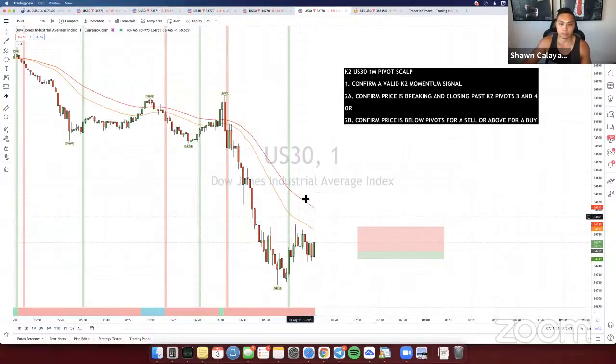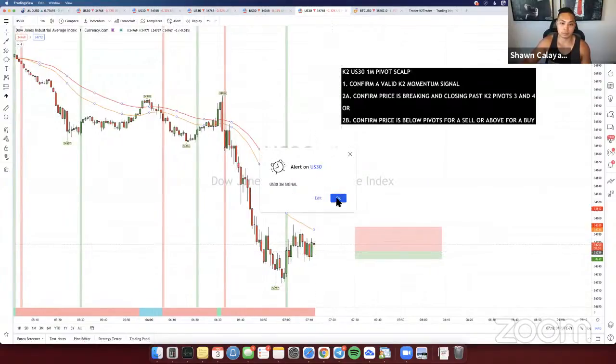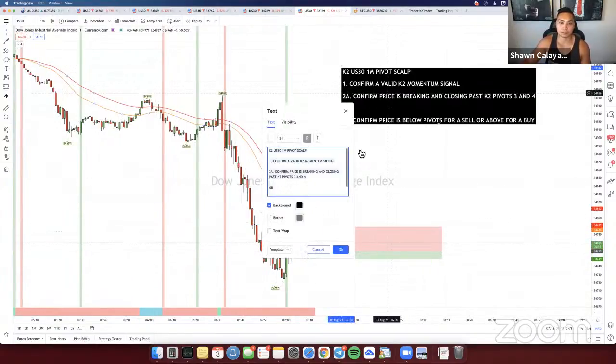Since price is already below it, you're going to skip 2A and go down to 2B. You want to confirm price is below the pivots for a sell. So all we need right here is a valid sell signal in order for it to be a valid entry. But until we get that, there's not going to be a confirmation. So that's basically what we're looking for.